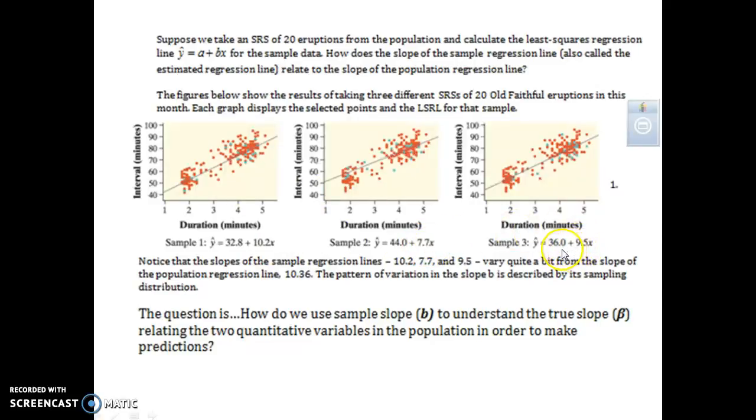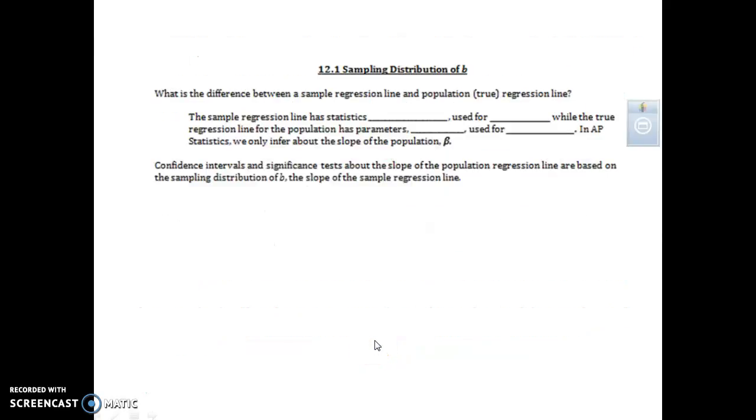So how are we going to take one sample from the population and one sample slope to infer back to the entire population? Well, we need to learn about the sampling distribution of slope. So first of all, let's review some terms here. What is the difference between a sample regression line and a population regression line, which is actually the true regression line? It's sort of like when we want to know the actual mean of a population, we only take one sample mean and then we can infer back to the population.